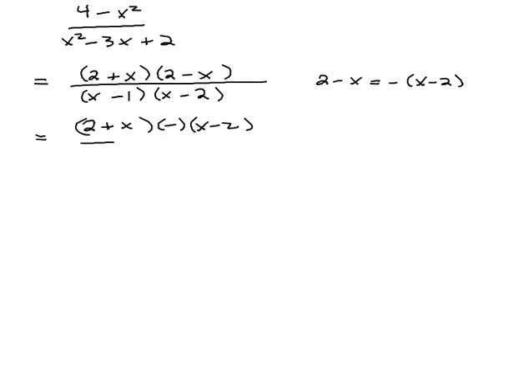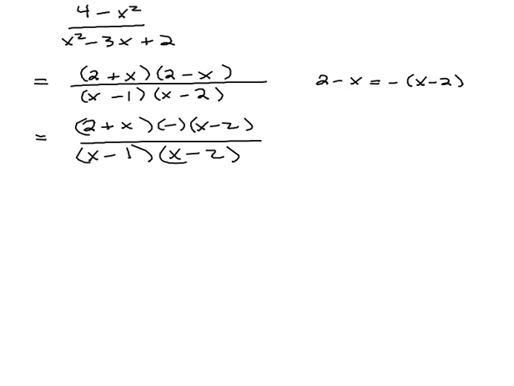We've simply written in the opposite. You can think of it also as factoring, but we've just replaced something by its equal, which is the opposite of x minus 2. The denominator is still x minus 1 times x minus 2.